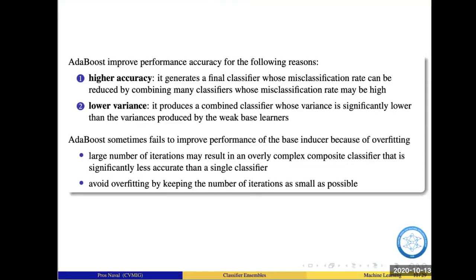However, of course, the boost sometimes fails to improve performance of the base classifier because of overfitting. So this is something that we need to remember. There's a possibility of overfitting because a large number of iterations may result in an overly complex composite classifier, rather, that is significantly less accurate than a single classifier. So how do we avoid overfitting? By keeping the number of iterations as small as possible.